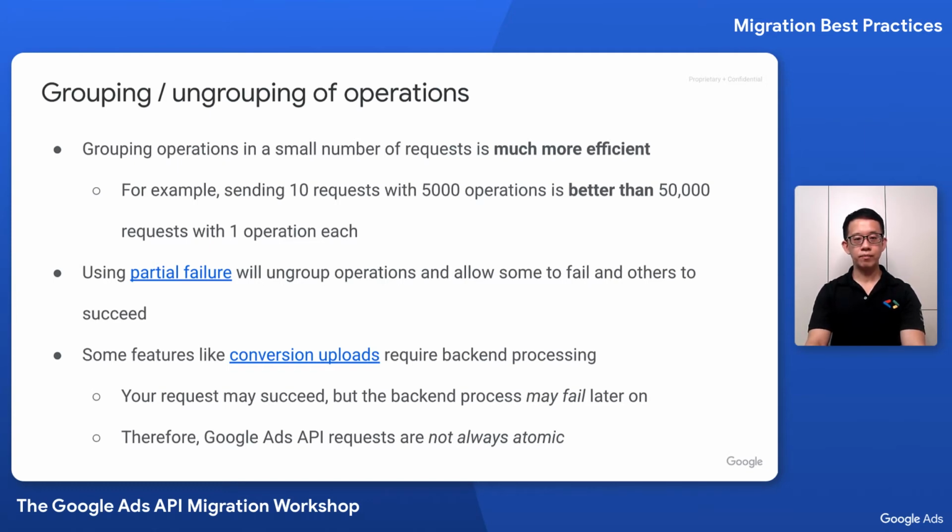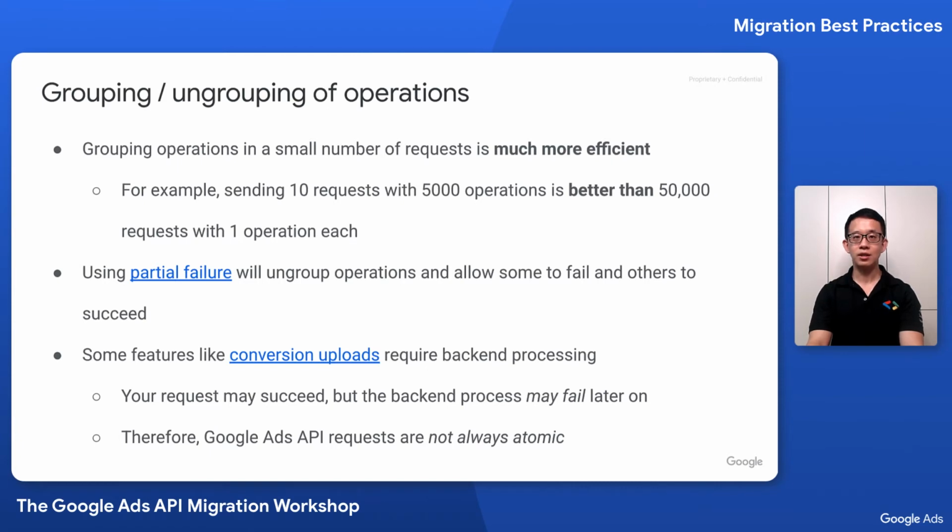However, sending the grouped operations together in one request might have a problem because it can fail altogether when one of the operations failed. If in your scenario you don't want that kind of behavior, you can use the partial failure mode, which is available in many services, to help ungroup operations and allow some to fail and others to succeed. Some features like conversion uploads require backend processing, and your request may succeed but the backend process may fail later on.